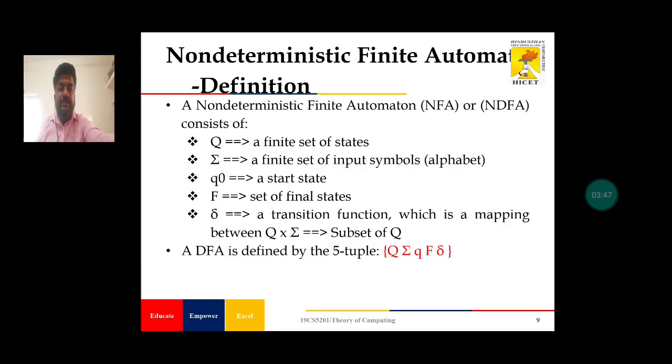The basic definition of NFA, non-deterministic finite automata: it consists of 5 tuples. Those are capital Q, a finite set of states; summation, a finite set of input symbols called the alphabet; Q0, the starting state; F, the final states; and delta, the transition function. NFA is defined by 5 tuples, as well as DFA is defined by the same 5 tuples.